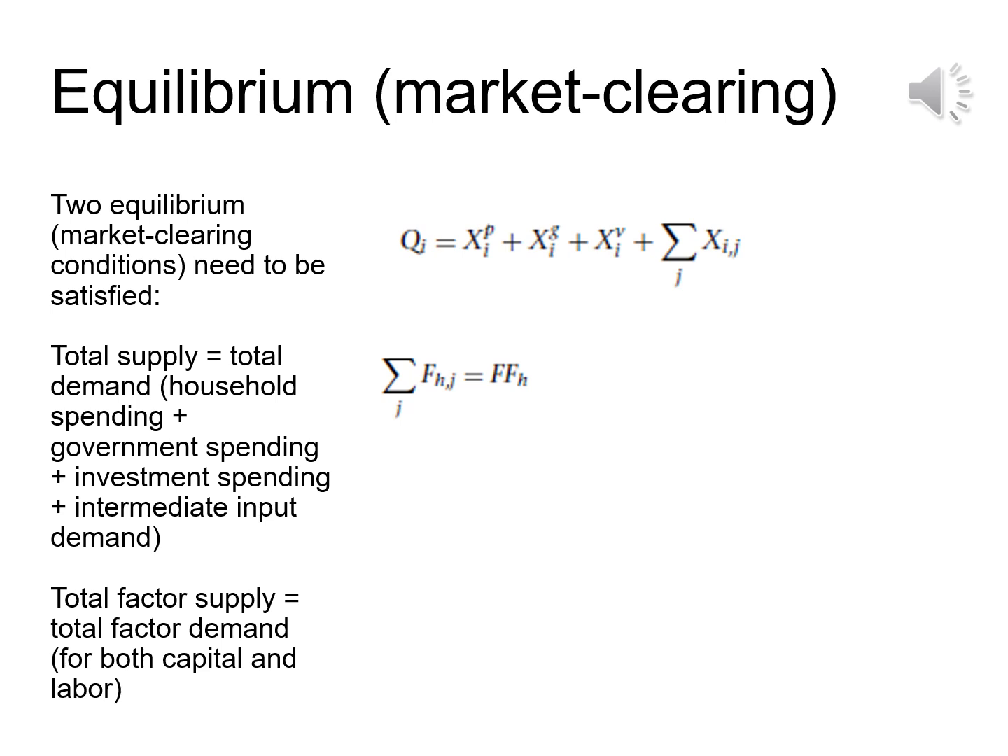The first condition is about aggregate demand and aggregate supply. So aggregate supply is total output produced in this economy. This is shown by QJ, which is equal to XP plus XG plus XV plus the sum of Xij. So this says that total supply, which is on the left hand side, is equal to total demand, which is made up of household spending XP, government spending XG, investment spending, which is XV, plus total intermediate demand, input demand, which is shown by the summation of Xij.